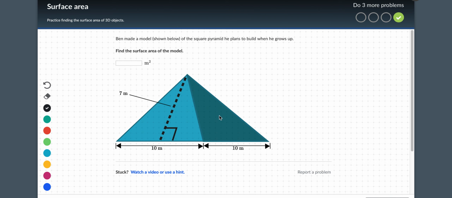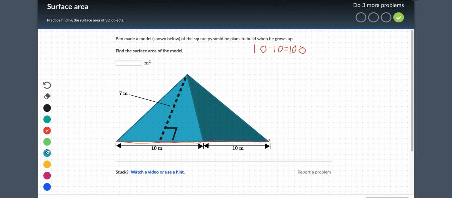Alright, so now we're going to figure this out without using a net. So, Ben made a model shown below of the square pyramid he plans to build when he grows up. Alright, so first to find the bottom square, we can tell that this side is 10 and this side is 10, which means the length and width of the base is 10. So the area of the base is 10 times 10, which as we know is 100.